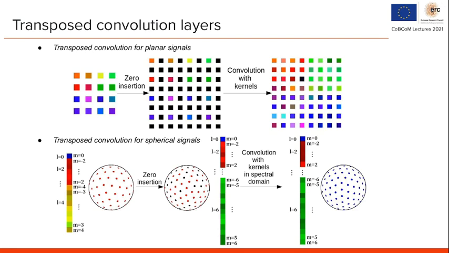Transposed convolutional layer is a type of layer essential in the architectures of UNets. It learns estimation of feature maps of higher resolution or extrapolations. In analogy to planar UNets, transposed convolution is performed by insertion of zero samples into the input feature map, followed by convolution, which, in the case of spherical UNet, is again performed in the spectral domain, as illustrated in the bottom figure.